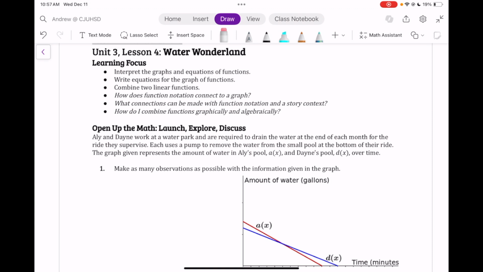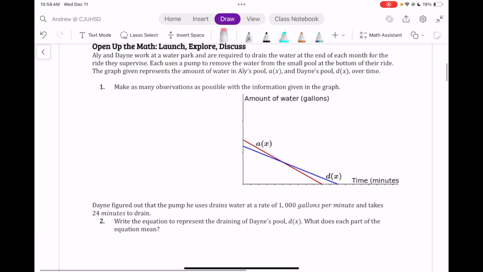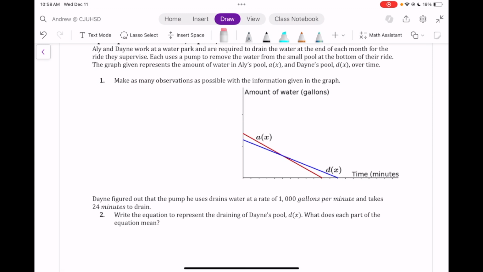Now, in this problem, Allie and Dane are both working at a water park, and they're going to drain the water at the end of each month for the ride that they supervise. They use a pump to remove the water from the small pool at the bottom of the ride. The graph given represents the amount of water in Allie's pool and Dane's pool. Allie is A of X, Dane is D of X, over time.